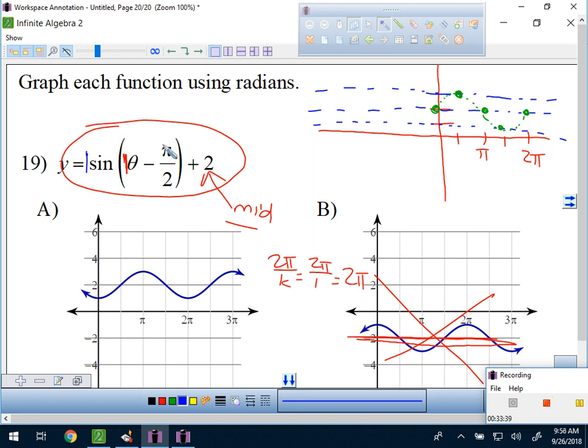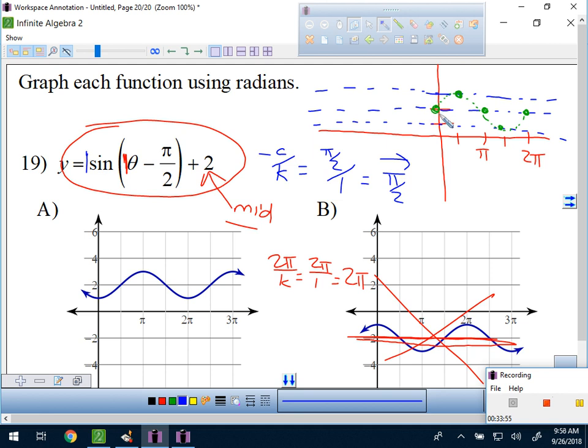Phase shift, right? So phase shift is negative C over K. C in this problem is negative pi over 2, so that's going to be pi over 2 over 1. So that gives me pi over 2, which means I shift all these points which direction? To the right, right? Pi over 2.